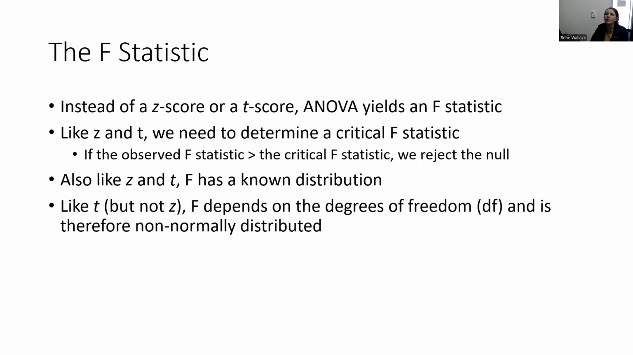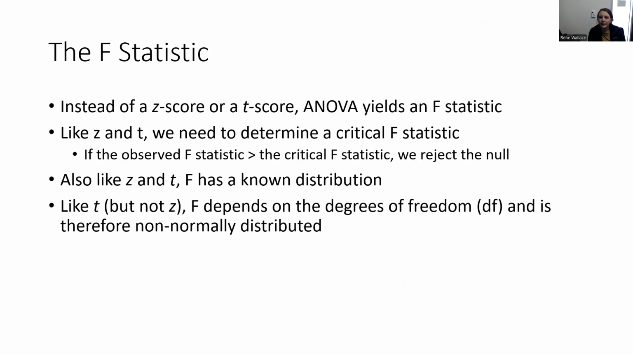And so we had been using z-scores, and then we were using t-scores, but ANOVA gives us an F-stat. So like Z and T, we have to determine the critical F-stat. So we define the critical area. And if we observe the F-stat and it's larger than the critical stat, then we could reject the null, right? If what we see is larger than our threshold for saying this is our critical value, if it's bigger than that, then we get to reject the null.